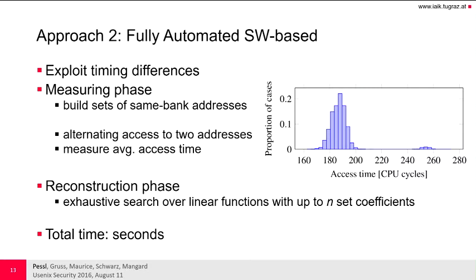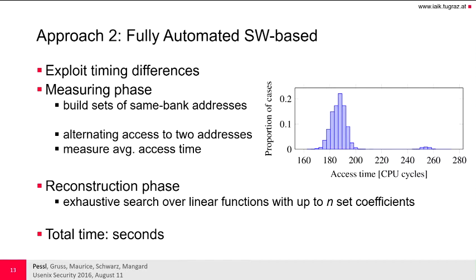We then feed the sets into the reconstruction phase, where we perform an exhaustive search over linear functions with up to n set coefficients. And I know the term exhaustive search always sounds a bit scary, but actually the search space is already so small that this is still very efficient. The total runtime for this reverse engineering, of course, depends on the machine, but in most cases we're done in a couple of seconds. And there the majority of time is still used for measuring, not reconstruction.